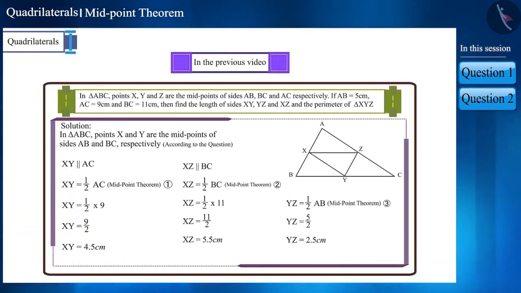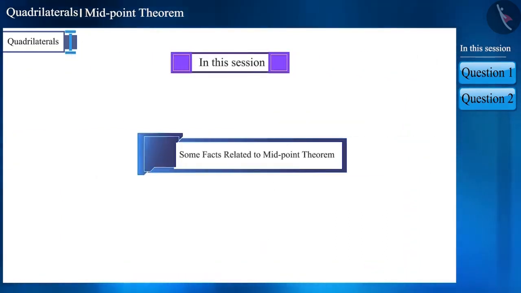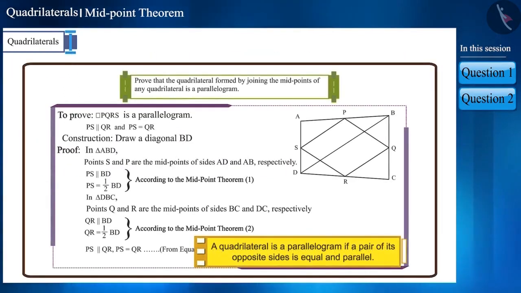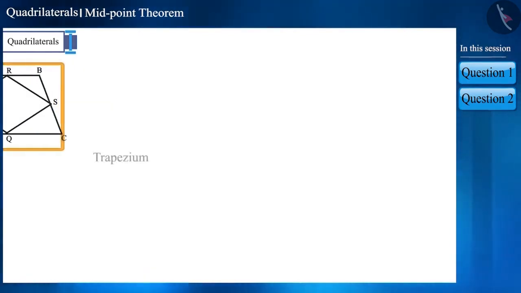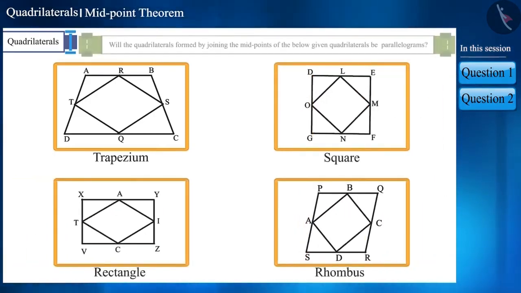In the previous video, we solved some questions related to the midpoint theorem. Today, we will discuss some facts related to that. Friends, you may recall, in the previous video, we proved that the quadrilateral formed by joining the midpoints of any quadrilateral is a parallelogram. So, will the quadrilaterals formed by joining the midpoints of a trapezium, a square, a rectangle, a rhombus be parallelograms?